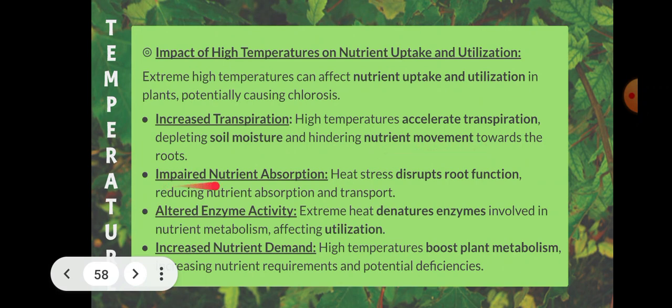The next one is impaired nutrient absorption. Heat stress can disrupt the function of the roots, and it can reduce the nutrient absorption and transport. Then the next one is altered enzyme activity. Extreme heat denatures the enzymes which are involved in nutrient metabolism and can affect the utilization of the enzyme. Denaturation is the process in which a molecule breaks down into smaller components. The next one is increased nutrient demand. High temperatures can boost plant metabolism and can increase nutrient requirements and potential deficiencies.